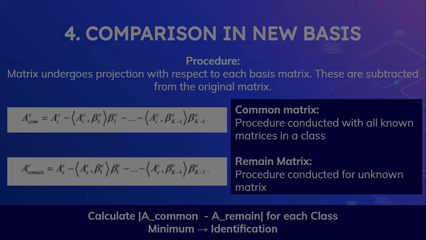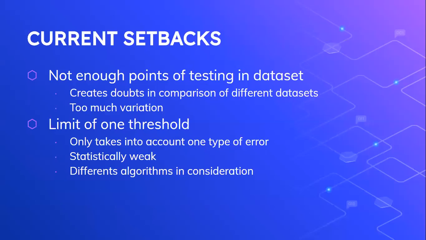So there's a couple of setbacks with this. First of all, we may not have enough information. So if we don't have a large number of pictures of Amy already, we're not going to be able to identify another image as Amy. And then there's also the limit of only one threshold. So this only takes into account one type of error, which makes it statistically weak. And so it might make sense to use other types of algorithms, such as machine learning based algorithms, in order to do facial recognition.